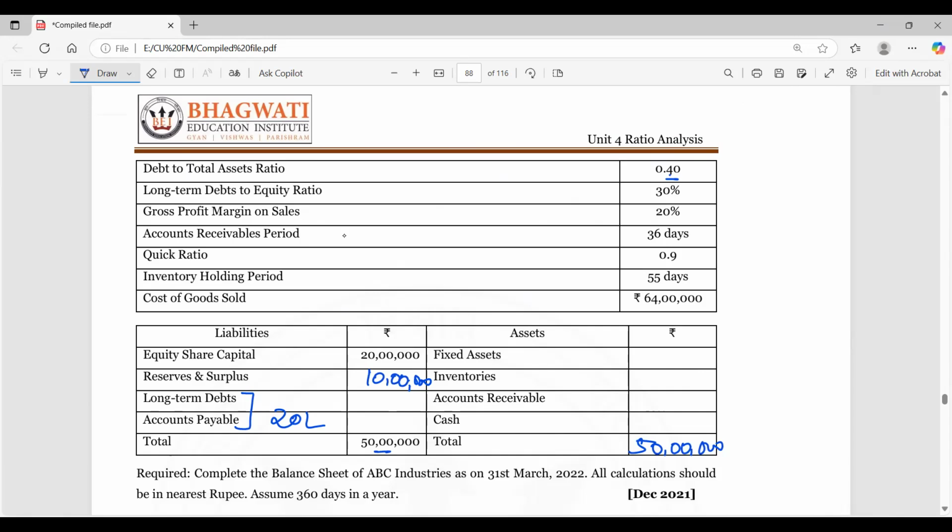Now long-term debt to total equity is given as 30%. Gross profit margin on sales is 20%. Accounts receivable is 36 days. Quick ratio 0.9. Inventory days is 55 days. COGS 60 lakh. Now from where can you start this question? We can calculate the sales first. But what is the purpose of doing sales here? For calculating receivables, we need sales.